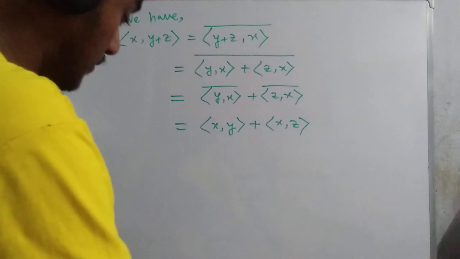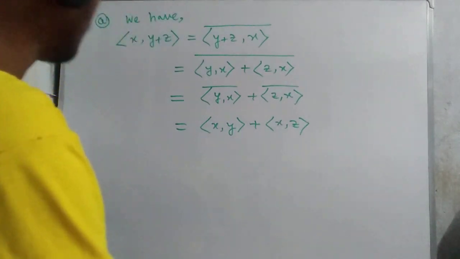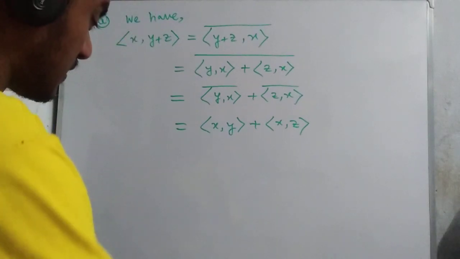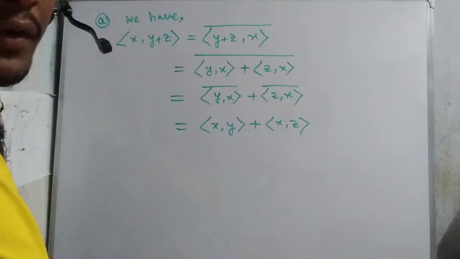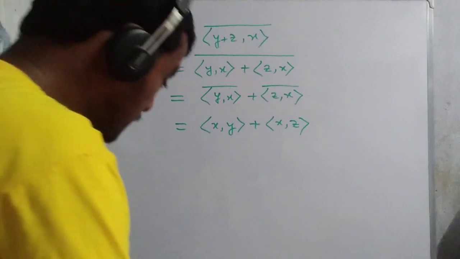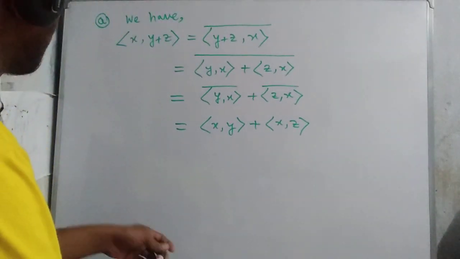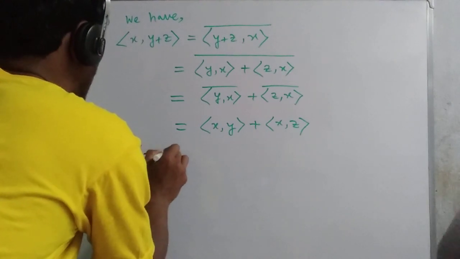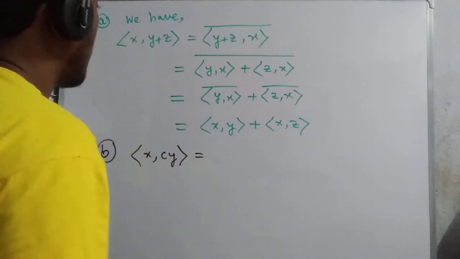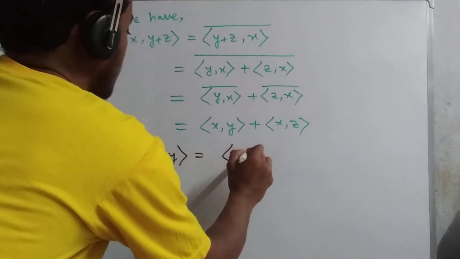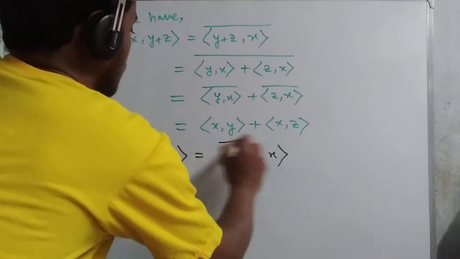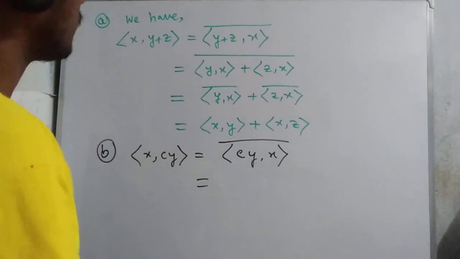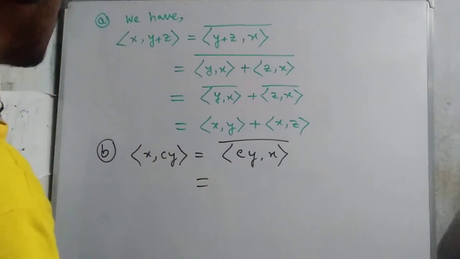Okay, this one gives this one. Too easily, we can also do it by using the definition of inner product. Now another one, option B. Here <x, cy> equal to what? We write it in this way: <cy, x> conjugate equal to what? Here also this one.